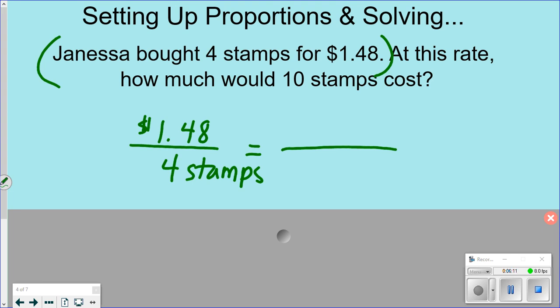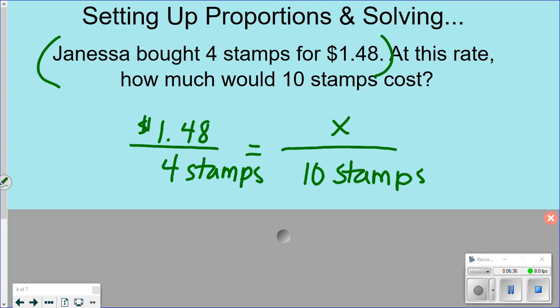Well, where do I put it? Am I going to put it on the top or the bottom? Take your guess. I'm going to put it on the bottom because stamps always go across from stamps. The same things always go across from each other. Money goes across from money. Stamps go across from stamps. Pounds go across from pounds. Whatever you are comparing, they have to go across from each other in the proportion. Now it's asking me how much it would cost, so this is going to be my x.